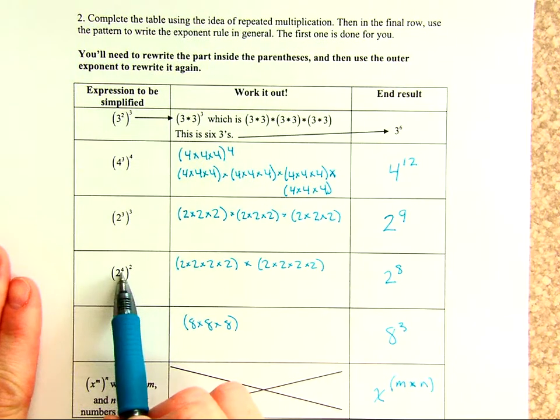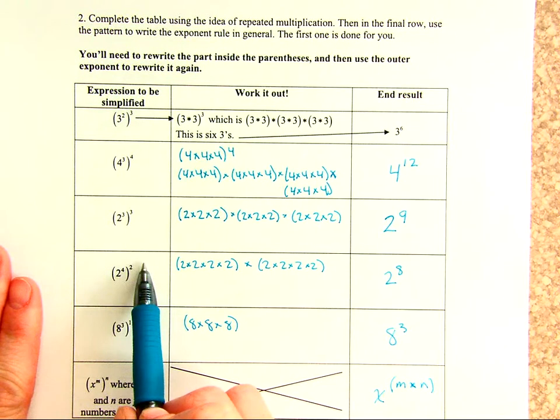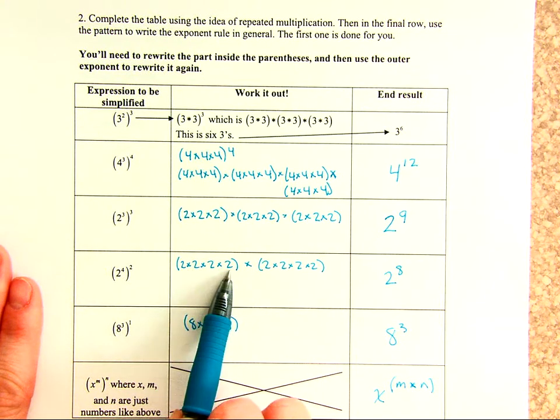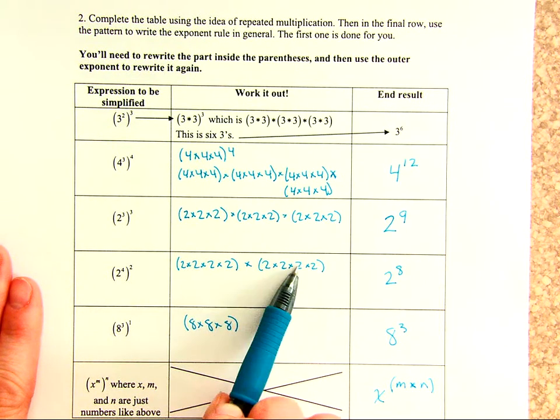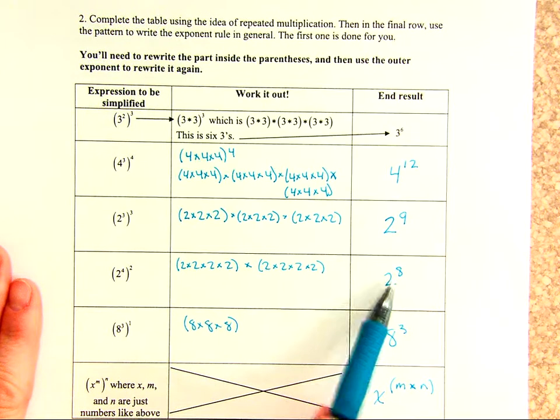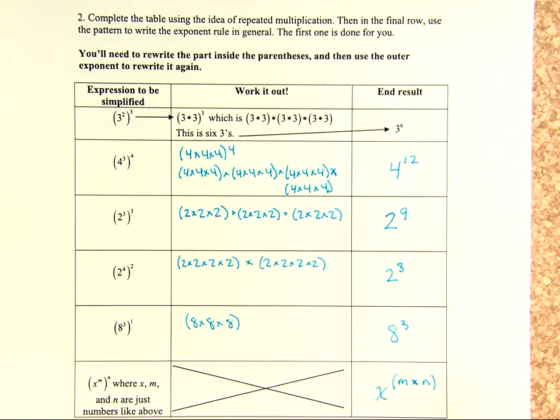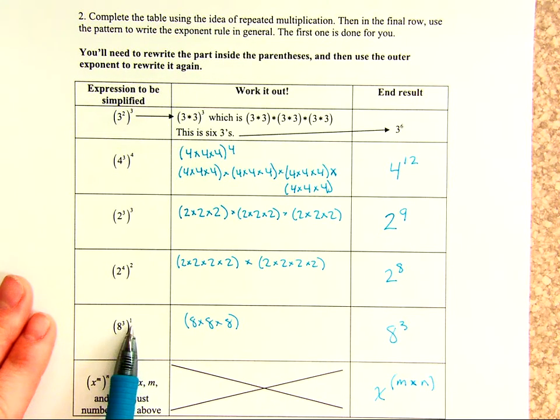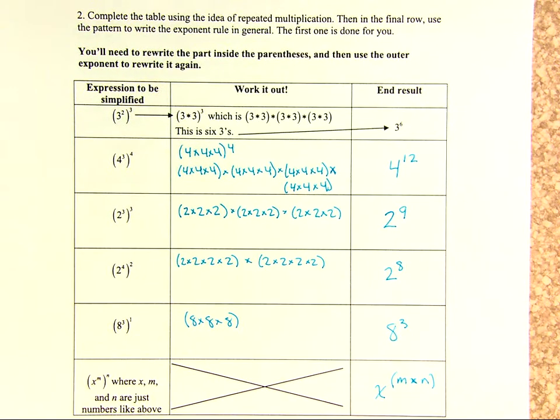2 to the 4th power, all to the 2nd power, means I need 2 sets of 2 to the 4th power. 2 to the 4th power is 4 2s multiplied together. I have 2 sets of those. That means there are 8 2s, so I have to take it as 2 to the 8th power. Okay, 1 set of 8 to the 3rd. We won't really see it written here with a 1 on the outside because 1s are kind of just implied. It doesn't really change it. It's still just 8 to the 3rd power.